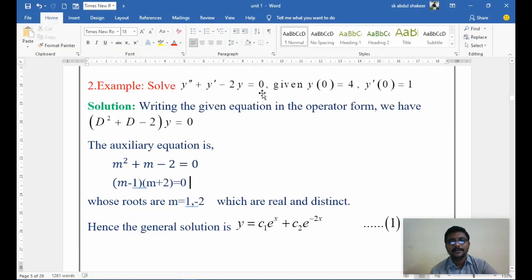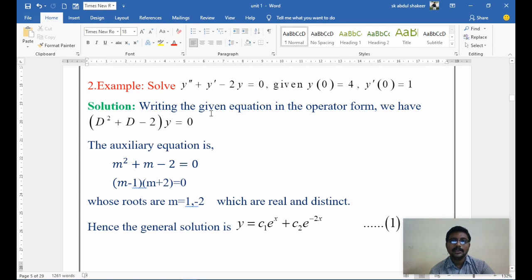The next problem is the equation with 2y equal to 0. The given initial values are y of 0 is 4 and y dash of 0 equal to 1. These initial values are used to compute the arbitrary constants C1, C2. So it is a second order differential equation given here in general form. Now we have to write the operator form using the differential operator D, that is, D square plus D minus 2 of y equal to 0.